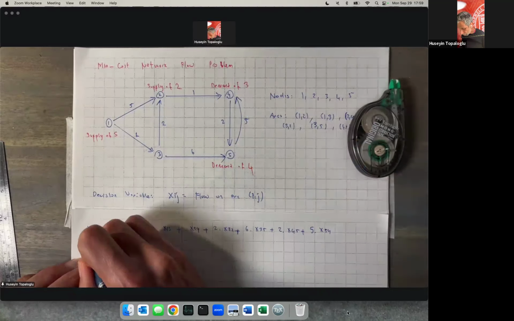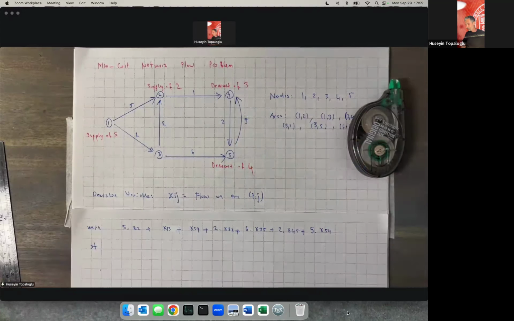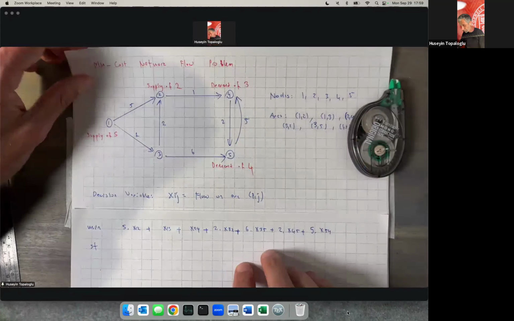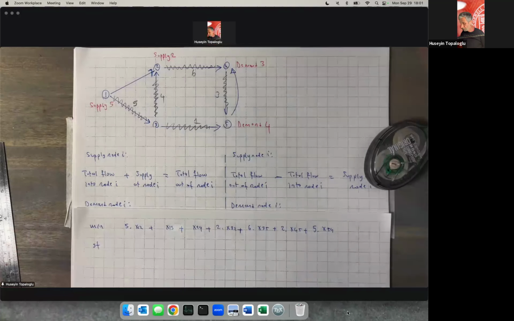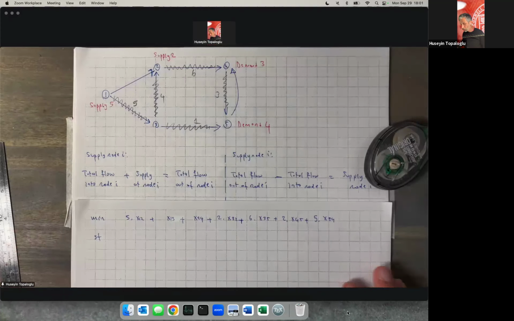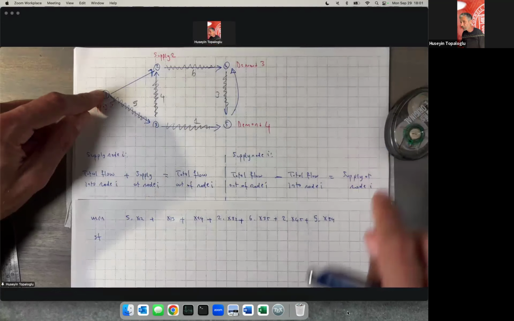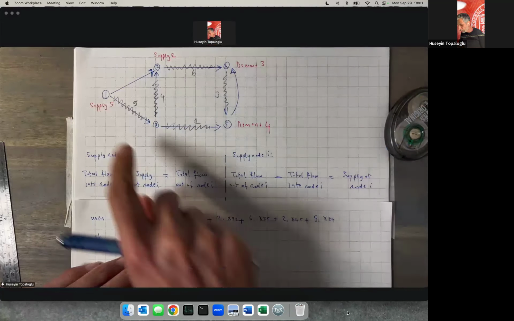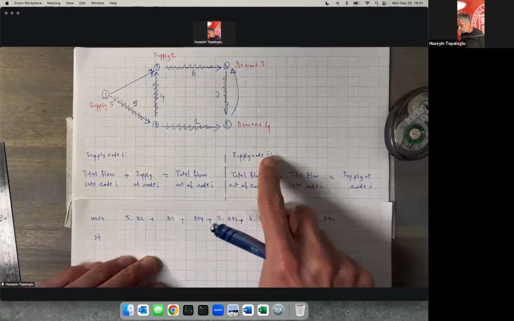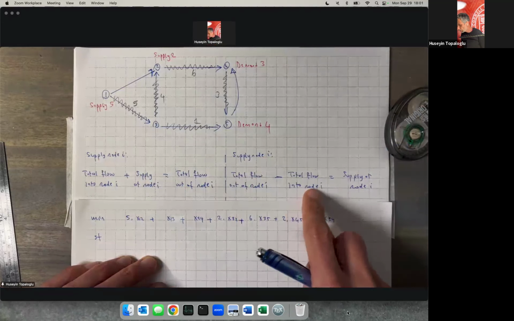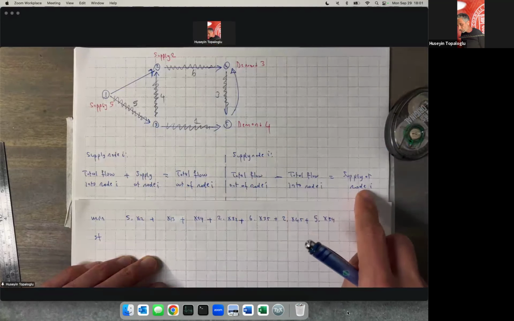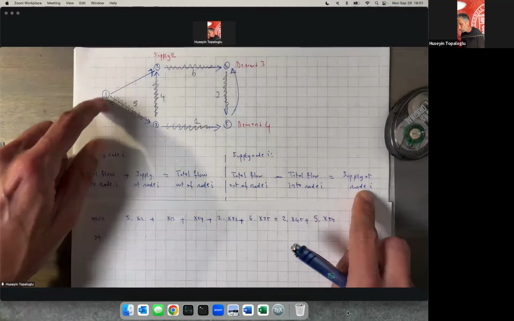We're trying to minimize that. Let's write our constraints. What did we say for our constraints? Let's focus on the supply node 1. For a supply node, I'm going to write a constraint that says total flow out of node 1 minus the total flow into node 1 is equal to the supply at node 1. So that's the constraint that I need to write for supply node 1.